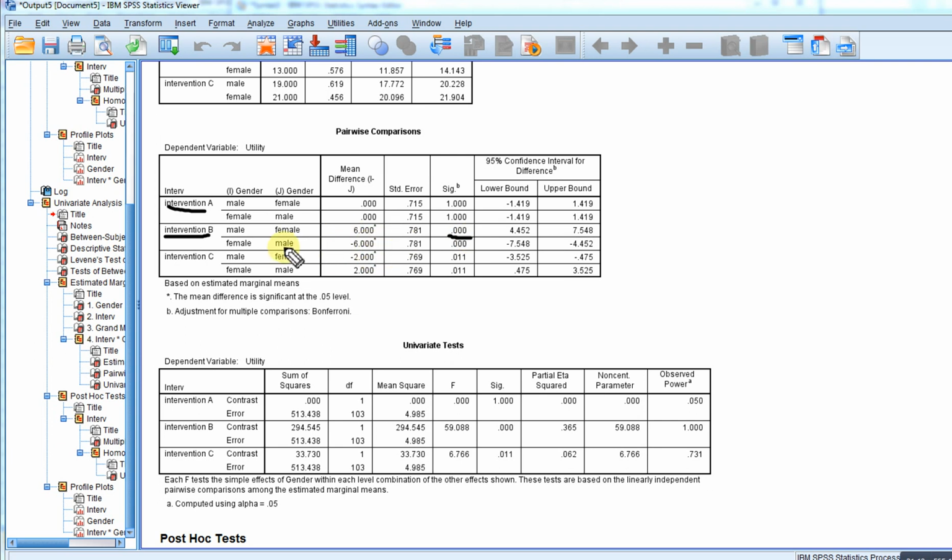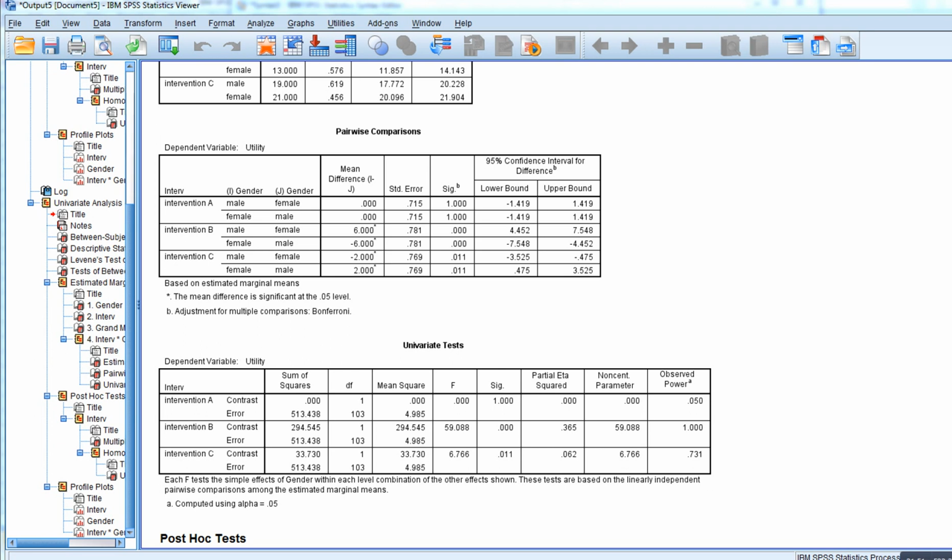And there is a statistically significant difference between the two groups, with males scoring higher on average than females with respect to perceived utility. Then when I look at intervention C, males versus females, you can see that the sign is actually reversed and it's negative now, meaning that females would have scored higher than males. And the p-value right here is 0.011, indicating that there is a significant difference between males and females in that particular intervention group.